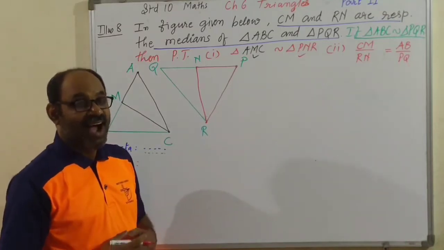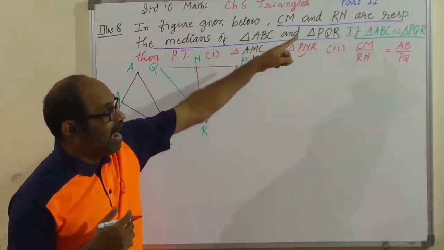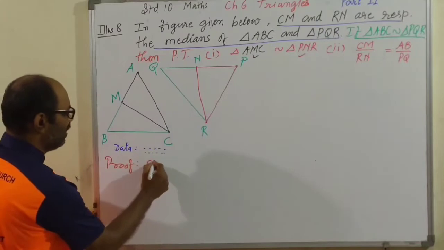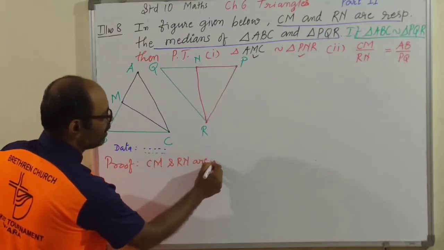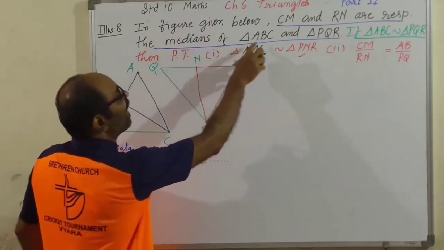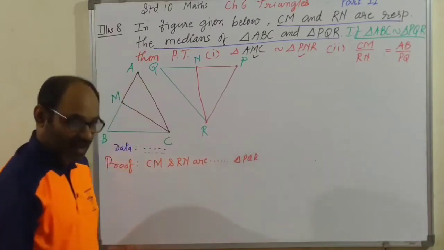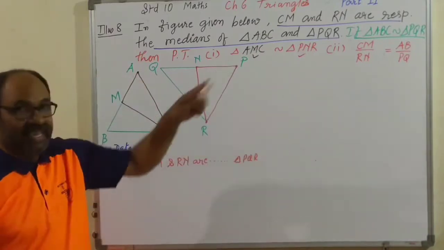As I said, I'll have to exploit the conditions. So, CM and RN are respectively the medians of triangle ABC and triangle PQR. I'm writing that in short. Please, when you write in your notebook, write in detail.